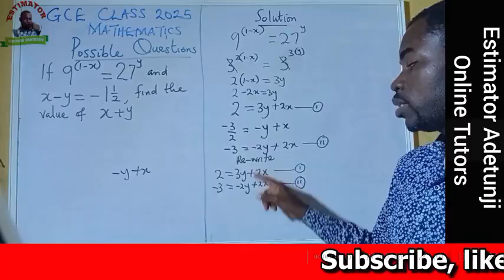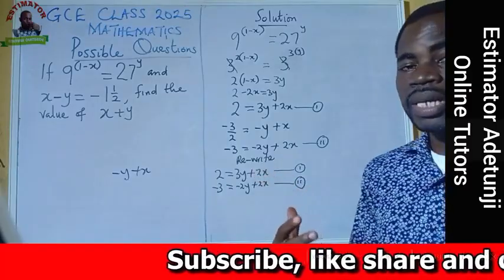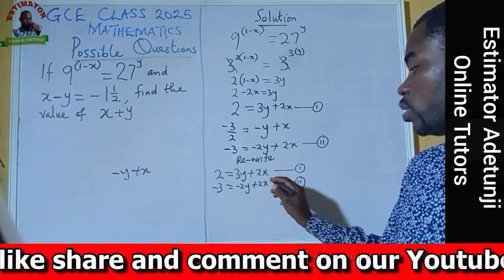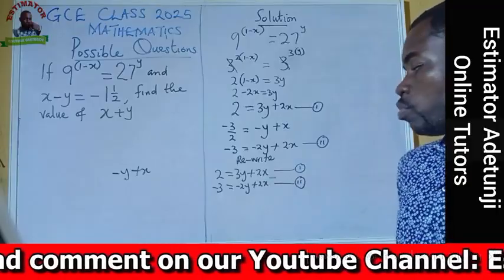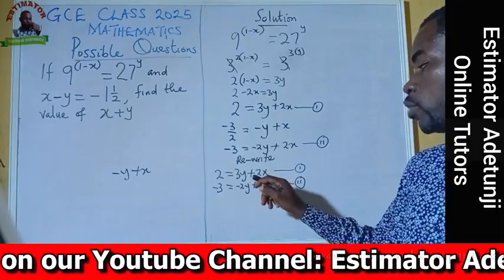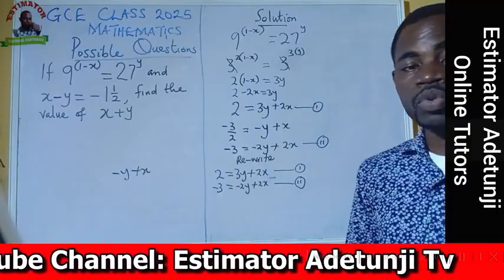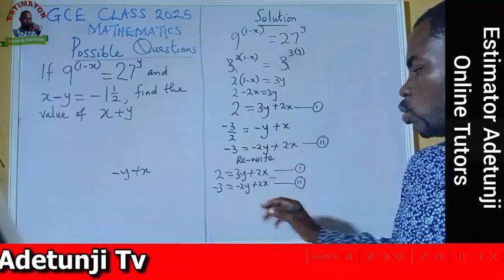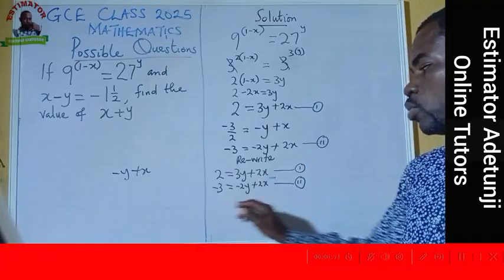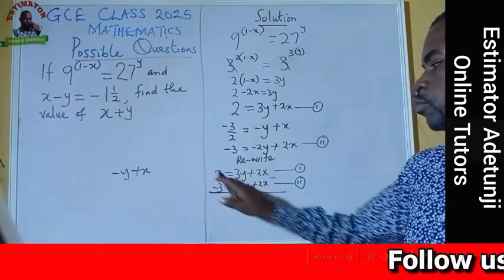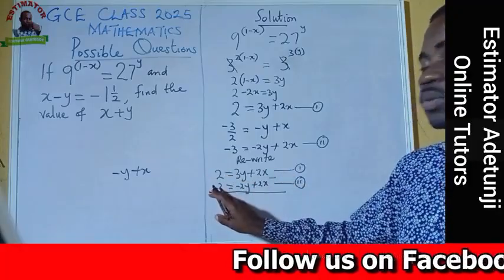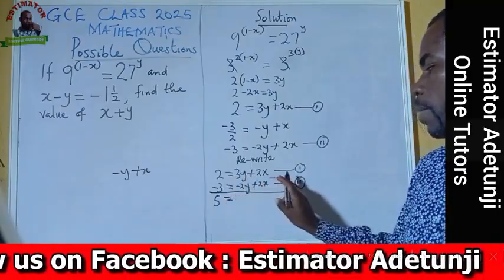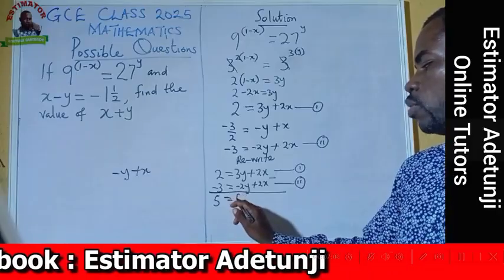Why? Because I've already seen that the two equations can eliminate one another, so I don't need to waste my time. I will just declare my negative sign here. Why am I declaring a negative sign? Because I have positive 2x, positive 2x. What can make the 2 become 0 is applying negative as the operation. So here 2x minus 2x is already 0. Then 2 minus 3 gives me 5, and here I have 3 minus 2, that gives me 5y.